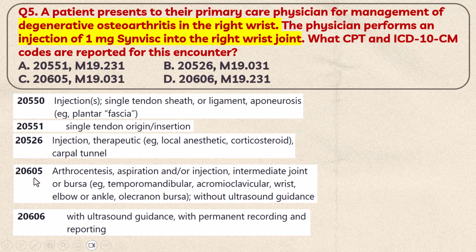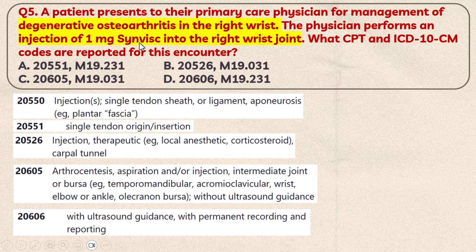20605 is arthrocentesis, aspiration or injection, intermediate joint or bursa. Example, temporomandibular, acromioclavicular, wrist, elbow or ankle, without ultrasound guidance. 20606 is with ultrasound guidance.